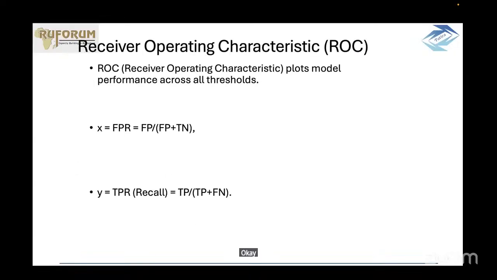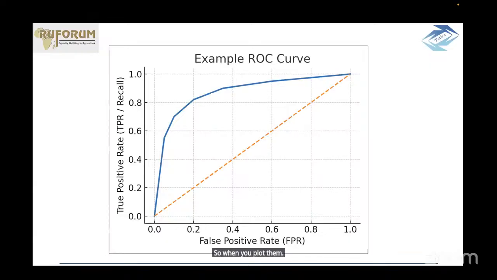Okay, so the next thing that I'm going to introduce here is the receiver operating characteristic curve, which is ROC. So this again comes from those four matrices that we discussed. On your X, you have your false positive rate, which is your sensitivity. On your Y, you have your recall, which is just your specificity. So when you plot them, this is what you get.